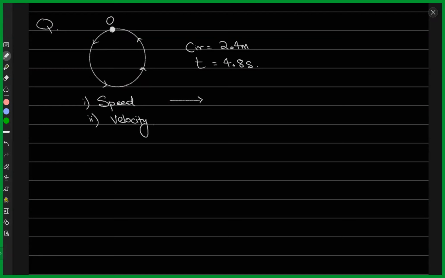Would it be 2.4 divided by 4.8? Yeah, exactly. So that would be 0.5 meters per second. We got this by dividing the circumference by time. The reason we did that was because the distance that the train would cover on this course is the circumference of the circle, and it covers it in 4.8 seconds. So just finding the ratio of the two will give you speed. What would be the velocity? That's the interesting part.